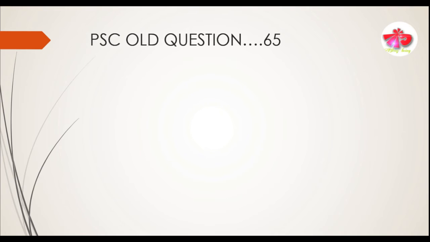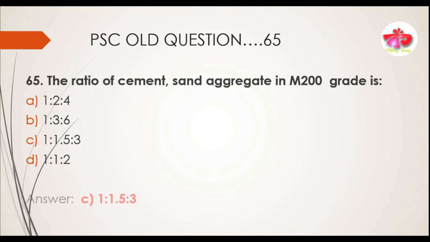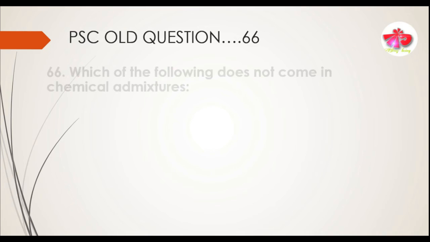Question number 65. The ratio of cement, sand, aggregate in M20 grade is, option A 1:2:4, option B 1:3:6, option C 1:1.5:3, and option D 1:1:2. So this M20 grade of concrete comprises the ratio of cement, sand and aggregate as 1:1.5:3. Option C is the correct answer.